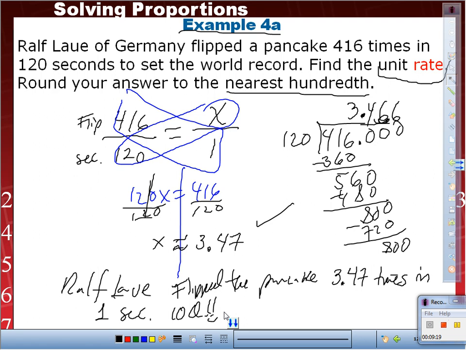Let's see. Let's try it. Get your pencil like this. Imagine it's the little spatula that they use. Ready? I'm gonna count 1 Mississippi. See how many times you can do the flip. Ready? 1, 2, 3. 1 Mississippi. No. Some of you only flipped it like twice. He flipped it 3, almost 4 times in 1 second.